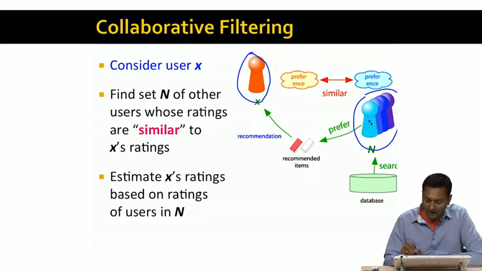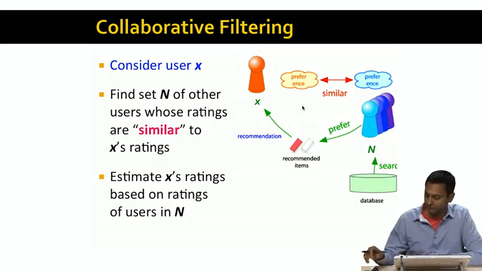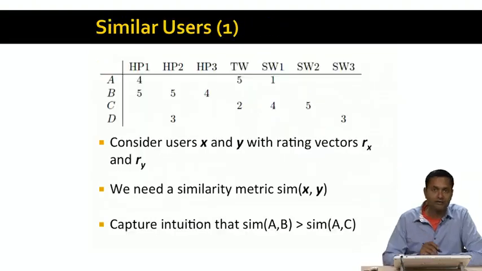Once we find this set N of users, or the neighborhood of users similar to user X, we find other movies that are liked by a lot of users in this set N and recommend those items to user X. So that's the basic idea behind collaborative filtering. The key trick is to find the set of users that are similar to user X, the neighborhood of user X. And to do that, we need to define a notion of similarity between users. Let's see how to do this.